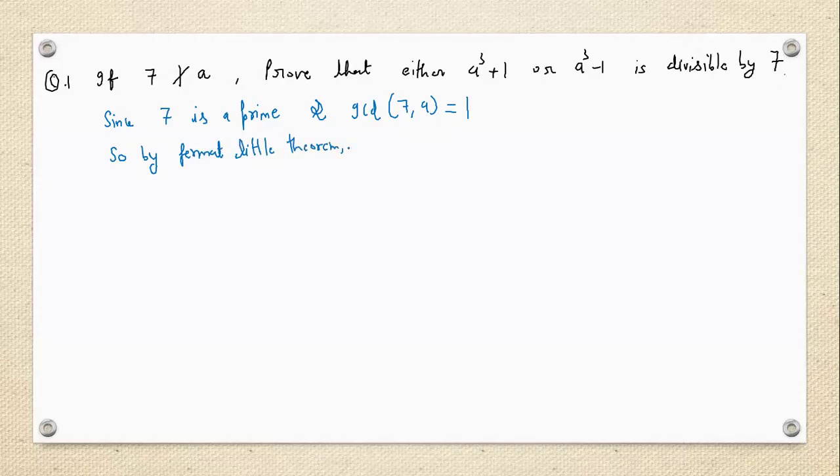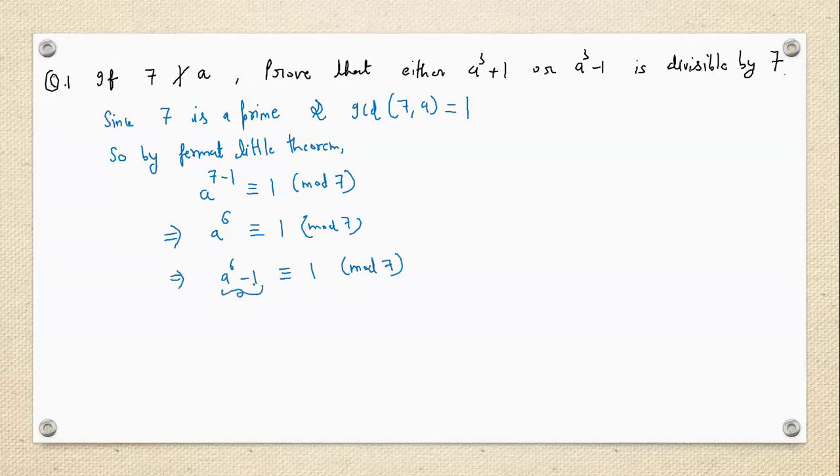can we say that a to the power 7 minus 1 is congruent to 1 mod 7? Can we say this one? It means can we say that a to the power 6 is congruent to 1 mod 7? It means can I say that a to the power 6 minus 1 is congruent to 0 mod 7?